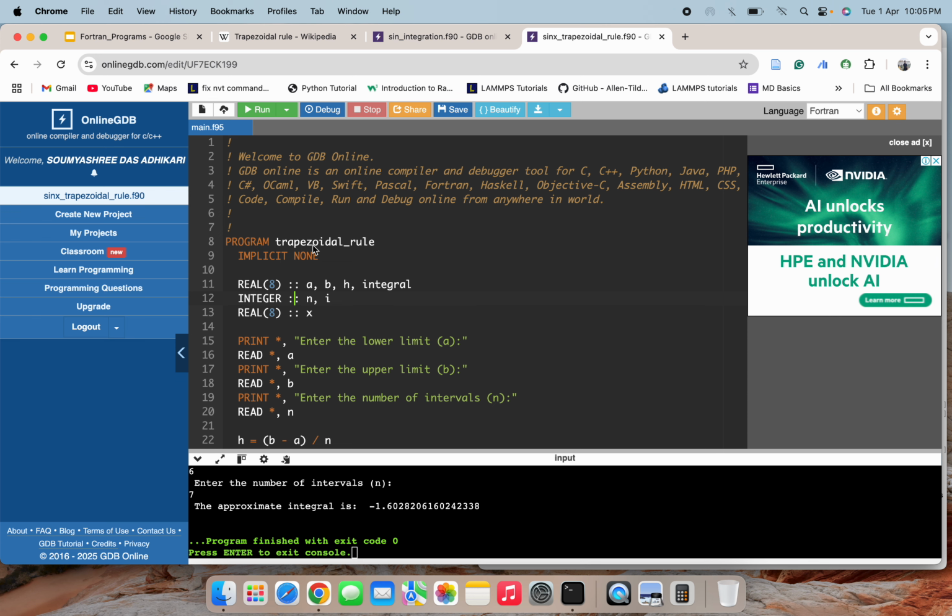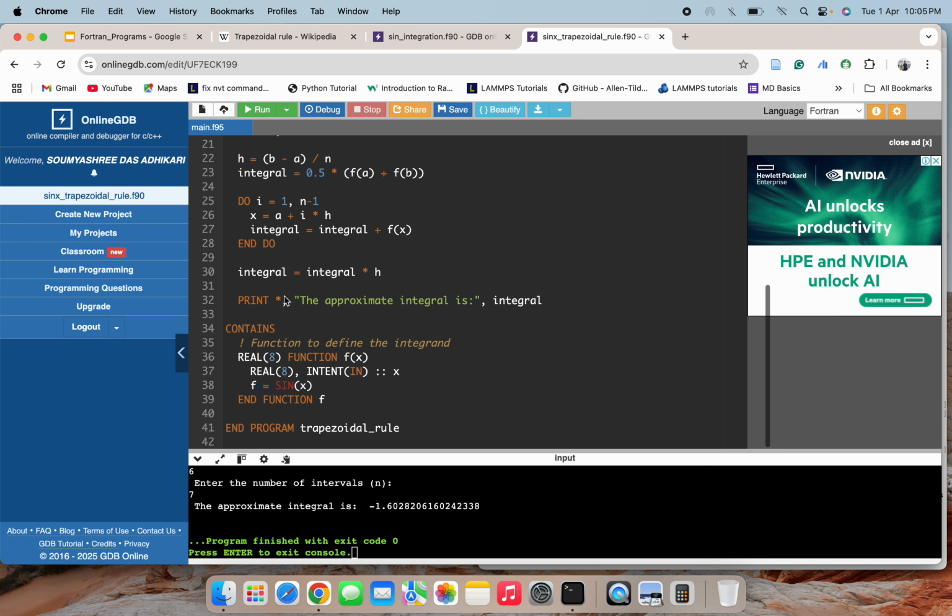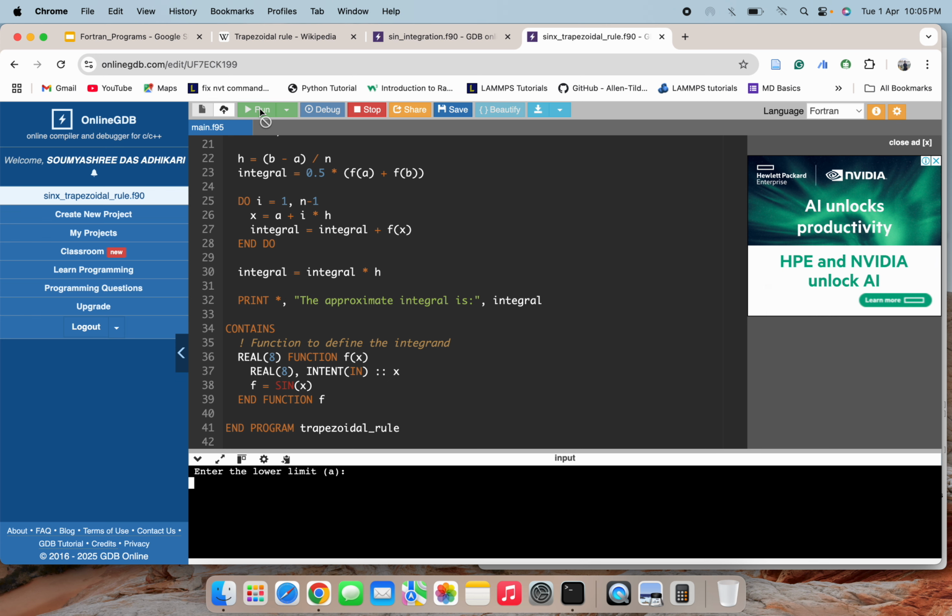So here is the same code I have written over here. Now let's run this, and it is asking for the lower limit and upper limit. Similar to the previous code, I am giving 4 as the lower limit and 6 as the upper limit, and then the number of n values. So let's start with a lower n value. Suppose I am giving the value as 2.